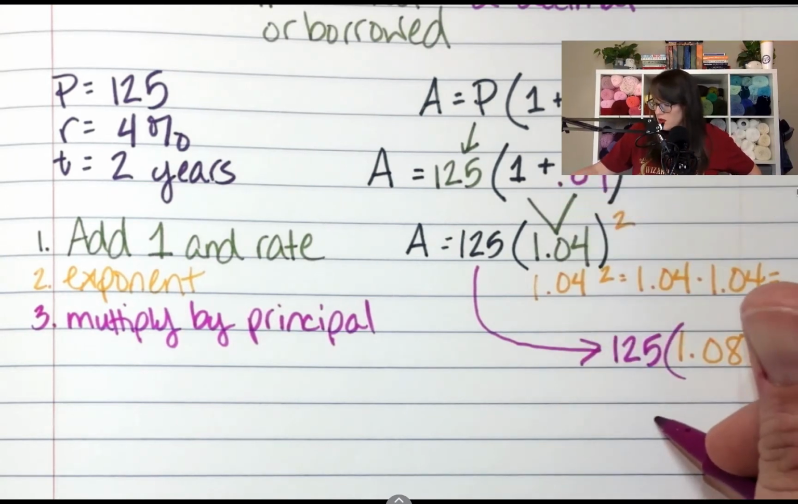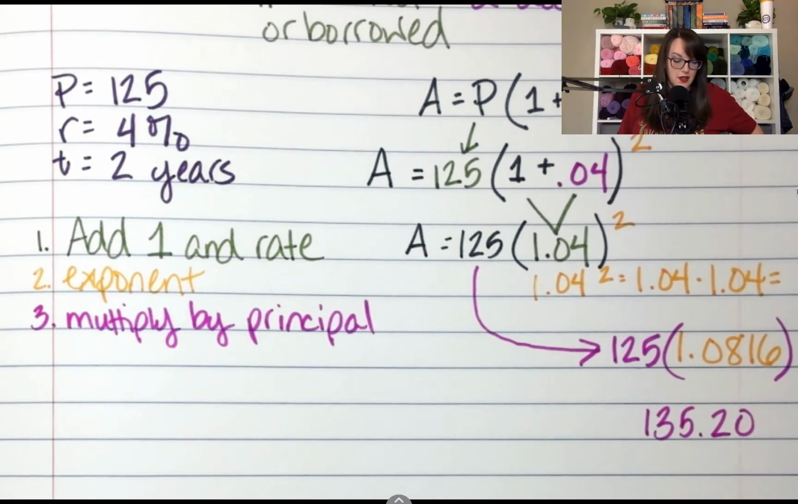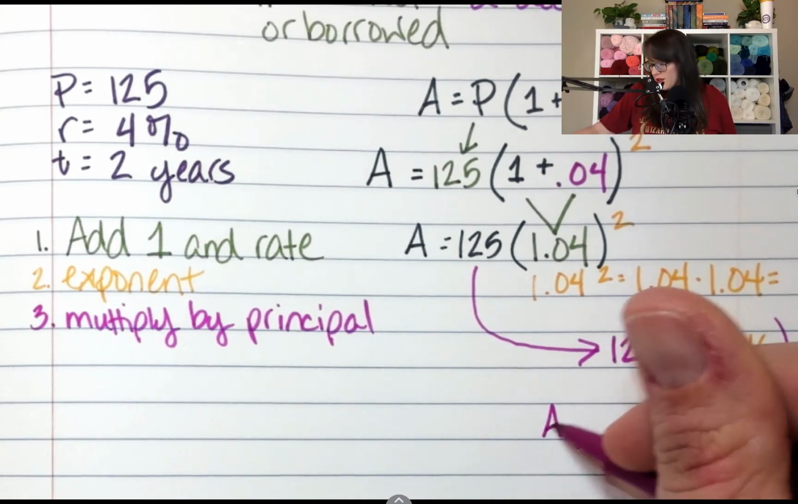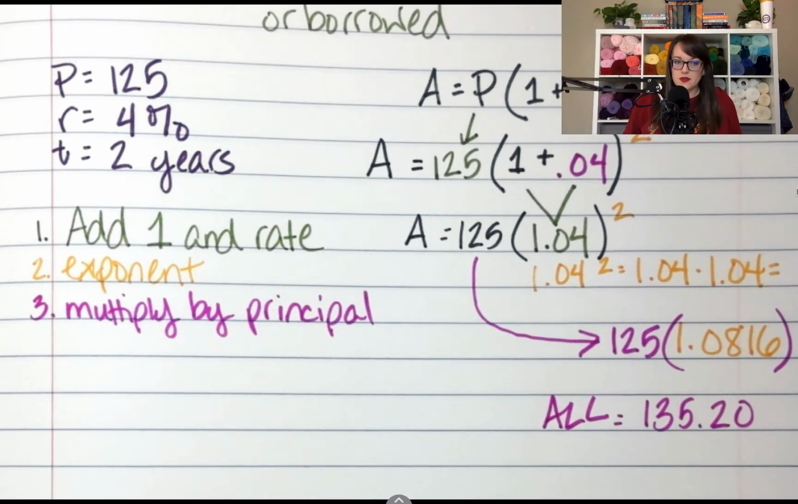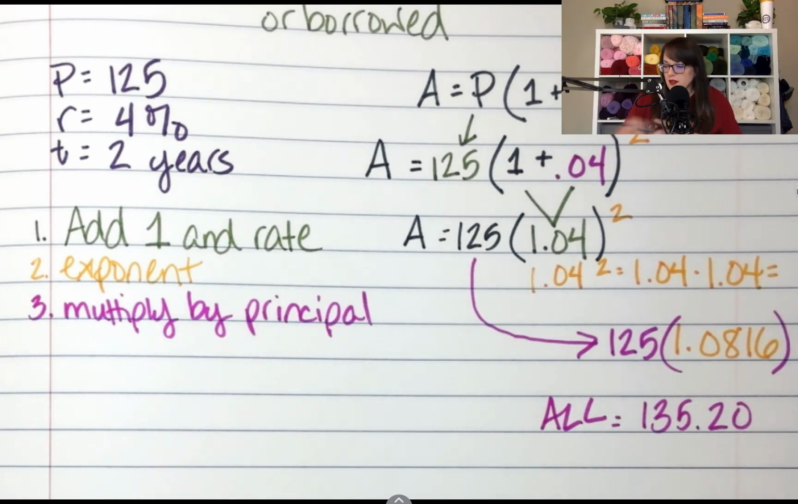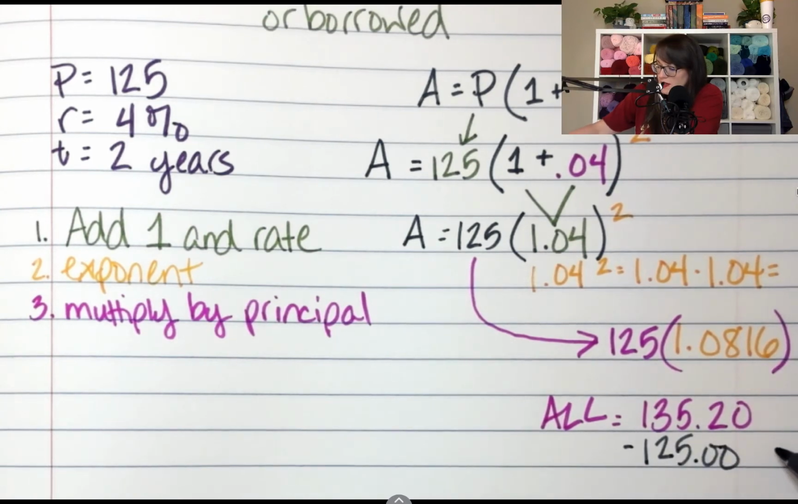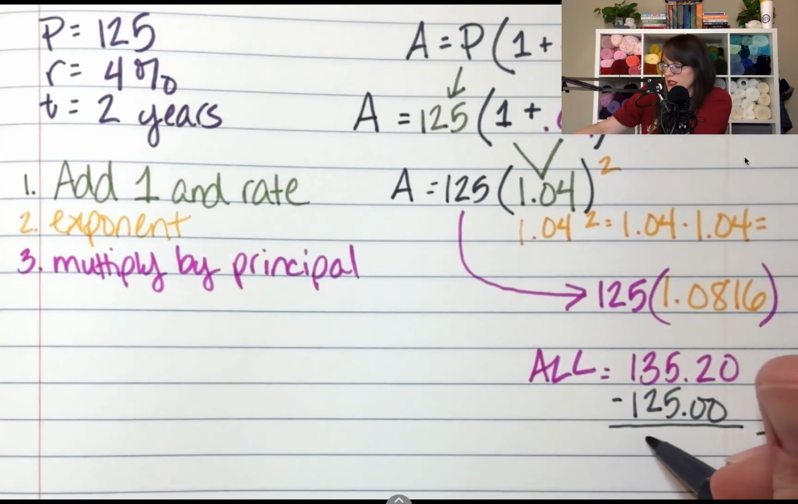135.20. 135.20. All right. Now, this is all the money. This is all of it. How much was the principal? $125. So then how much is just interest? Take out $125 because this is principal. This would tell me interest. So how much did I get in interest? $10.20.